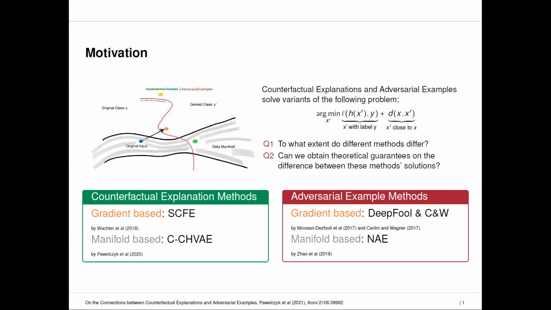To tackle this problem, we focus on popular methods that have been suggested in both literatures, and we start by observing that their objective functions usually look very similar. An example of their similarity can be seen on the right. To allow for an apples-to-apples comparison, we compare gradient-based methods among each other and treat manifold-based methods separately. Manifold-based methods usually use a generative model to compute counterfactual explanations that are on-manifold.